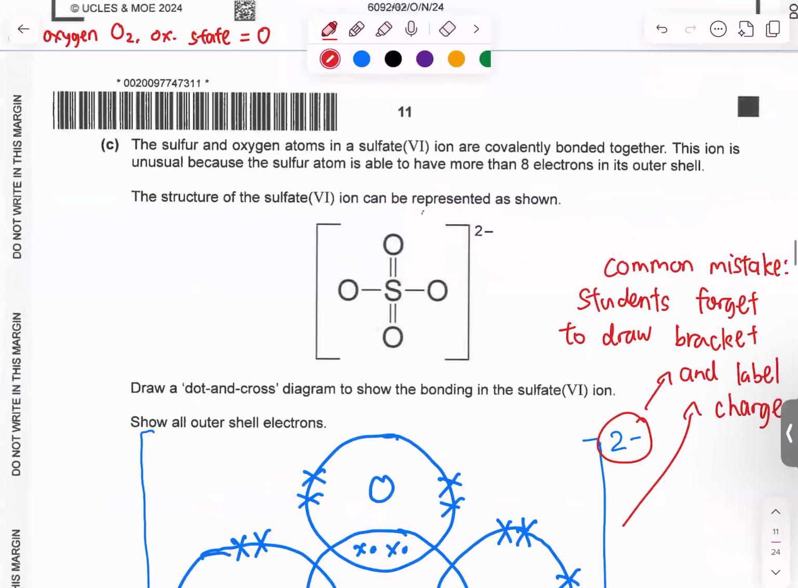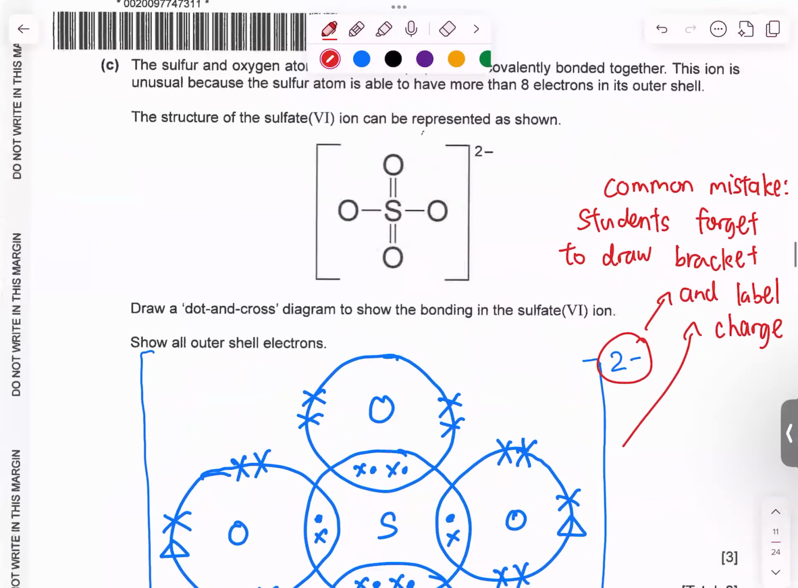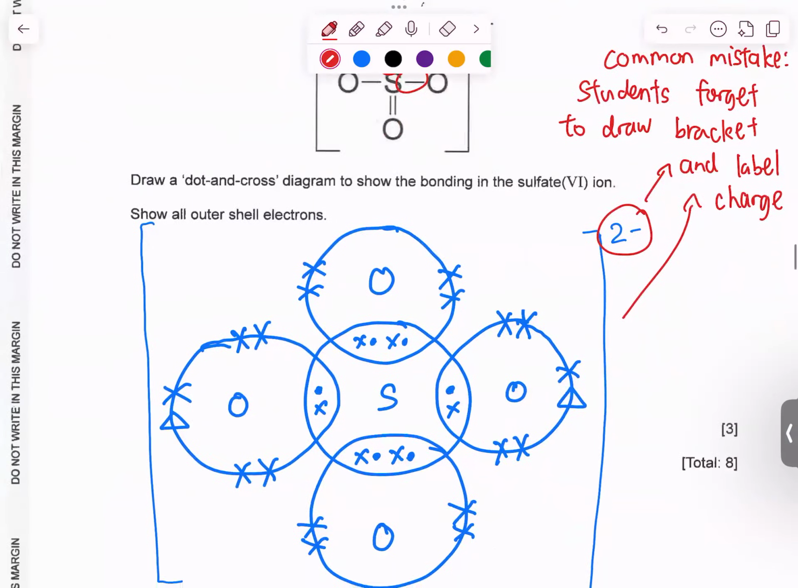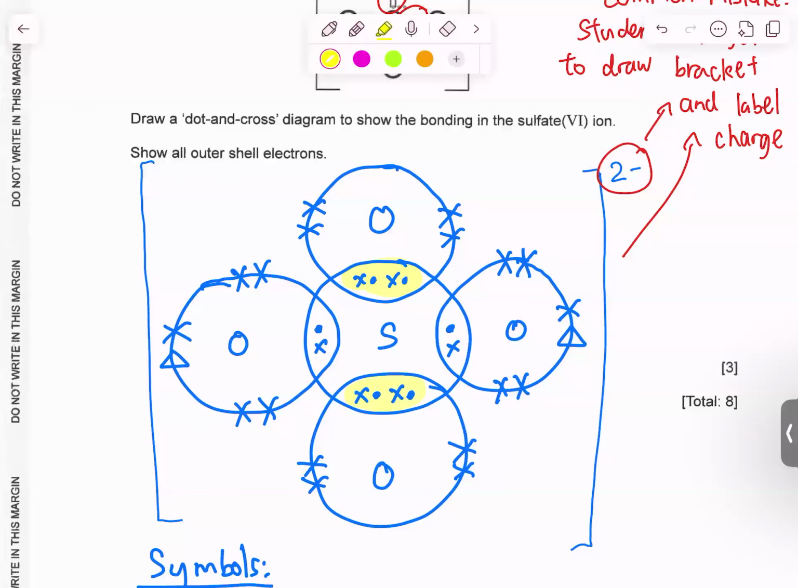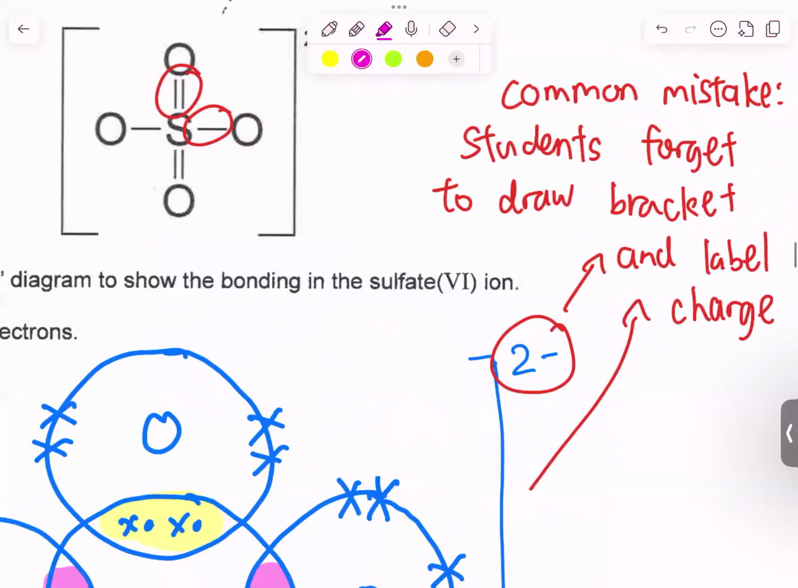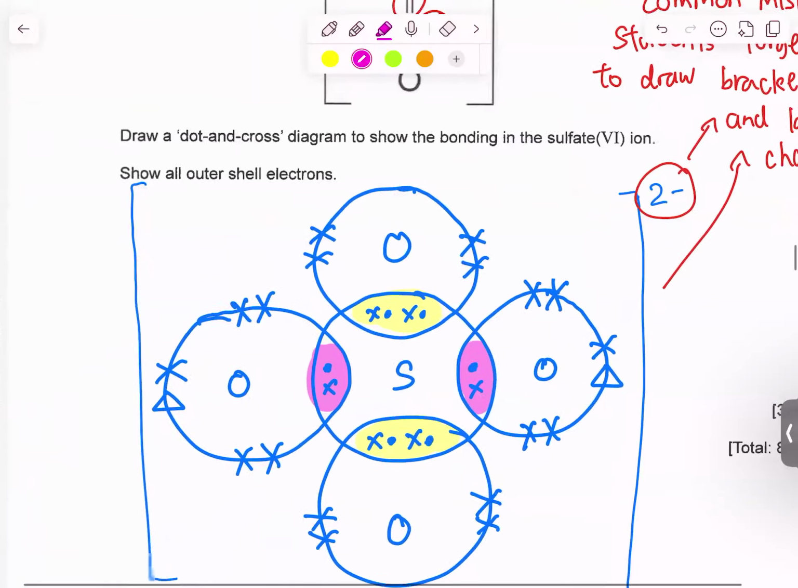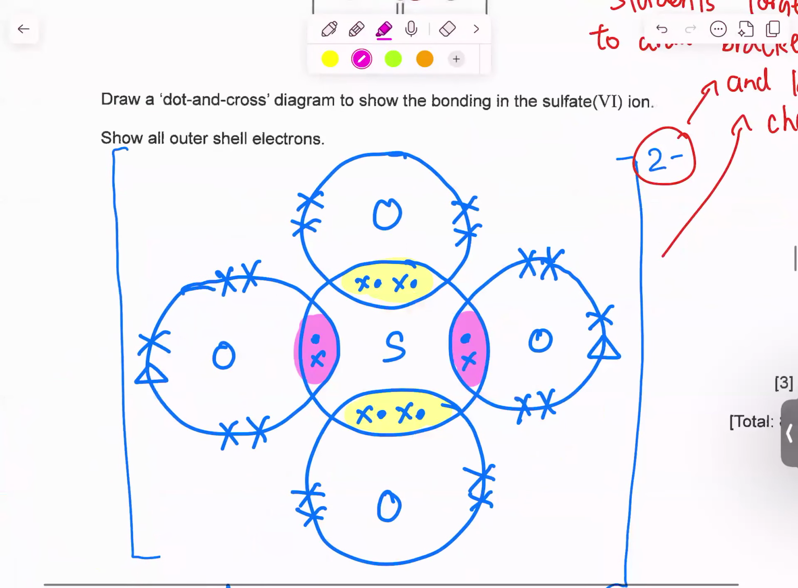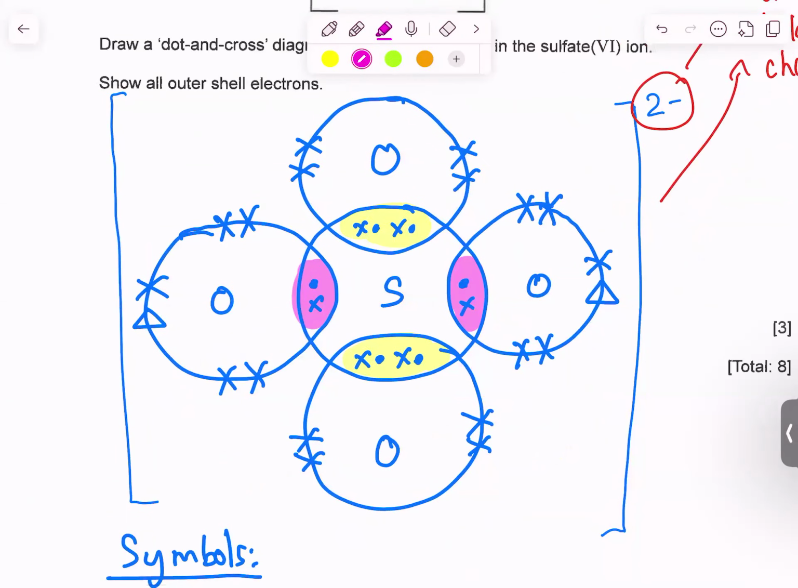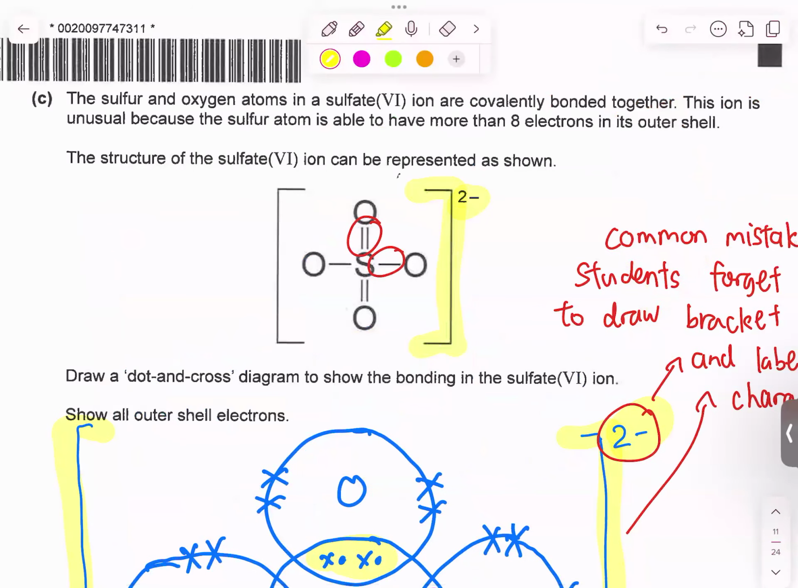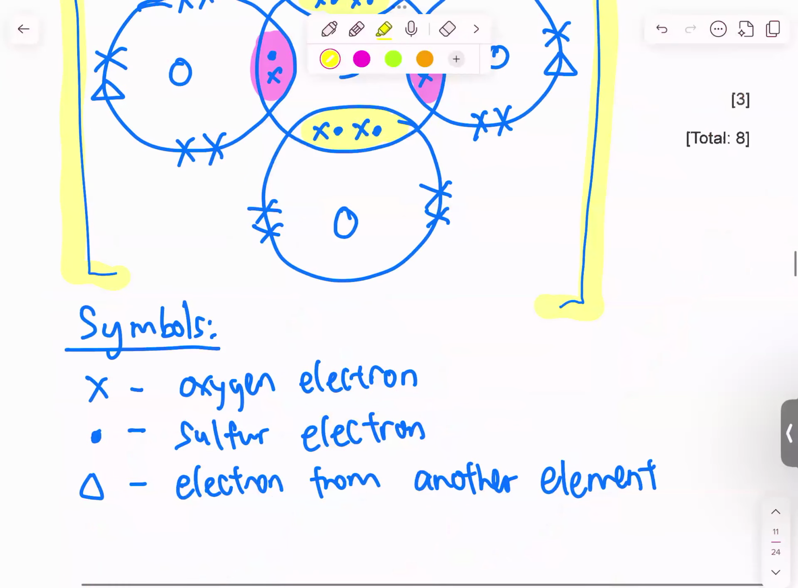Okay, next one, dot and cross diagram. This will be the dot and cross diagram. Ensure that you differentiate between the double bonds and single bonds. So these are my double bonds and this will be my single bonds. A common mistake is that students tend to forget to draw the bracket and label the charge, and then they lose the marks. Why? Because drawing this diagram is already very mentally draining, right? So many dots and crosses to draw. By the time you draw this, you maybe feel tired, then you just move on, then you forget to draw the bracket. So please, please, please don't forget to draw your bracket and the charge for anions or cations. And also don't forget to draw your legend.